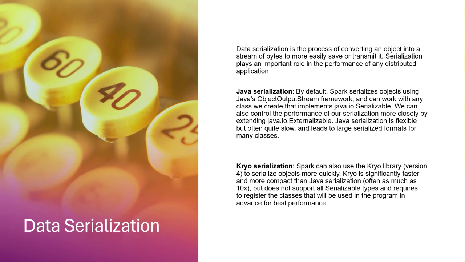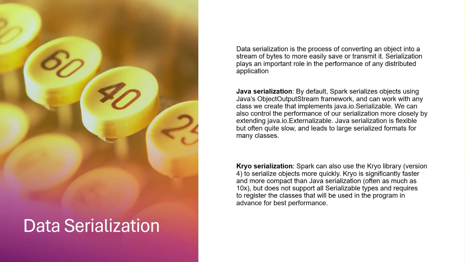Now there are two types of serialization that Spark provides. One is Java serialization, second is Kryo serialization. The default is that Spark will serialize objects using Java's ObjectOutputStream framework. That's the default, which is the Java serialization. And it can work with any class that we create. That class just has to implement java.io.Serializable, and this is something we all know. For any object to be serialized, the class that we are creating has to implement the interface java.io.Serializable.